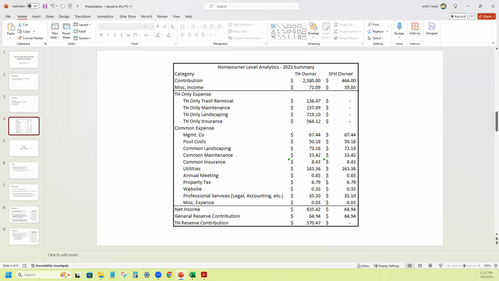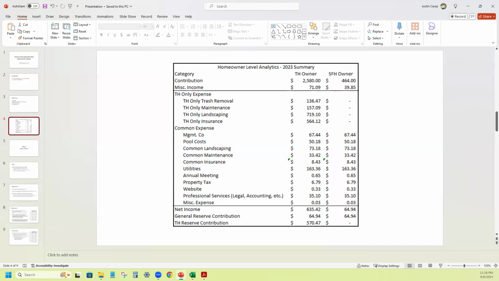Basically, you see the amount of contribution that a single family homeowner makes to the general reserve was about $65 in 2023. That was matched by the townhome owner. And then after the townhome owner matched the single family homeowner's general reserve contribution of $65 per homeowner, well, not the average townhome owner, every townhome owner had $570 left over. And that was contributed directly to the Townhome Reserve Fund.